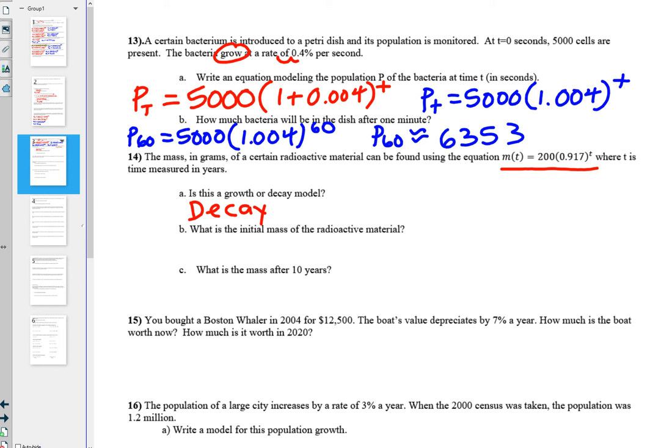Because there's stuff in the parentheses that's less than 1. Fine. The stuff in the parentheses is what you call the growth factor, the decay factor, yes, it's less than 1. It's between 0 and 1. Somebody not named Hannah Marquise, tell me what is the initial amount that it weighed?